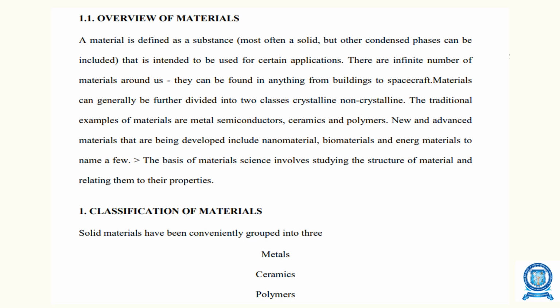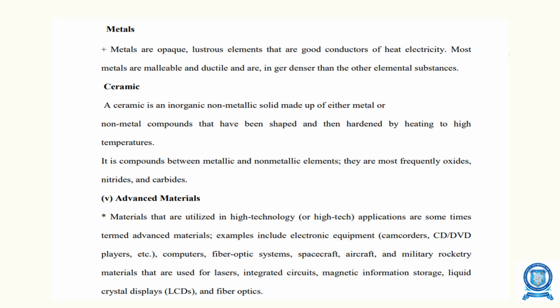Okay. So next we are going to see what is meant by metals. Metals are opaque, lustrous elements that are good conductors of heat and electricity. Most metals are malleable and ductile and have greater density than other elemental substances.